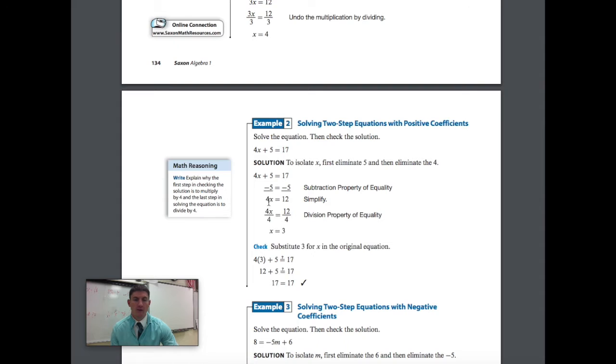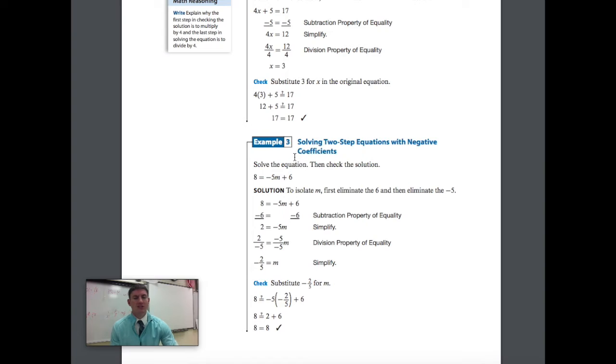Now you're going to divide by 4 because it's 4 times x. The inverse of multiplying by 4 is dividing by 4. 4x divided by 4 will cancel out and you get x by itself. What you do to one side, you do to the other. 12 divided by 4 is 3. Now, to check your work, you take this value of 3 and plug it back into the original equation. So here they go, 4 times 3 is 12 plus 5 is 17. That turns out to be the answer from the original equation, so it's done correctly.